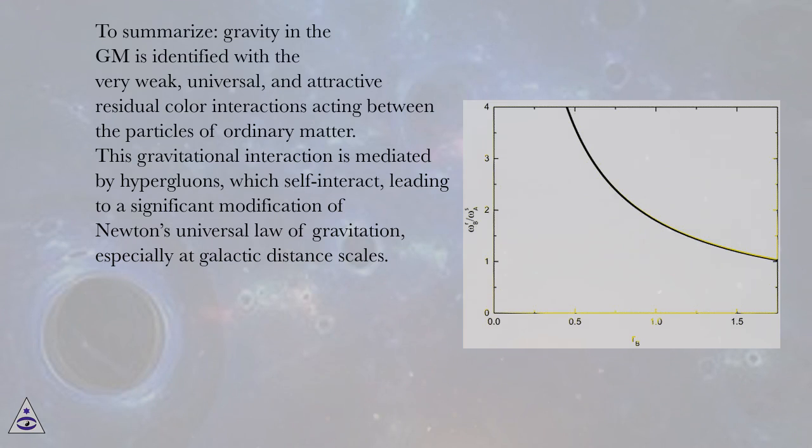To summarize, gravity in the GM is identified with the very weak, universal, and attractive residual color interactions acting between the particles of ordinary matter. This gravitational interaction is mediated by hypergluons, which self-interact, leading to a significant modification of Newton's universal law of gravitation, especially at galactic distance scales.